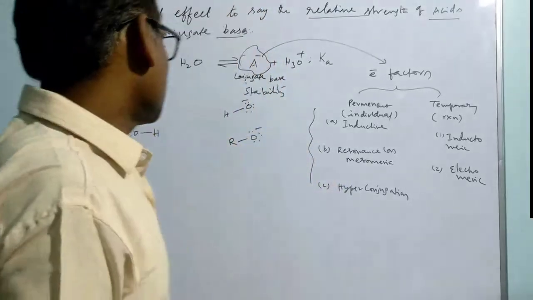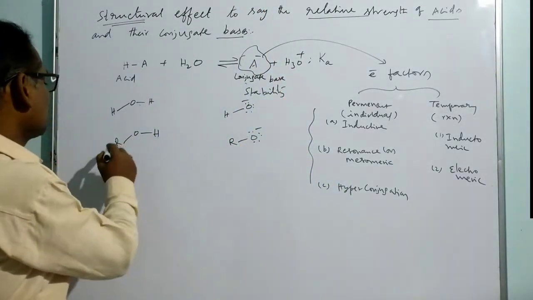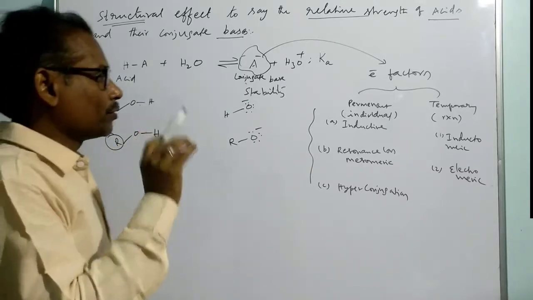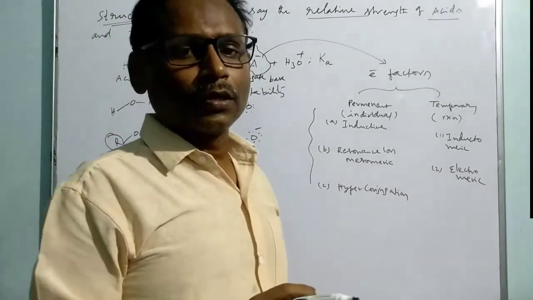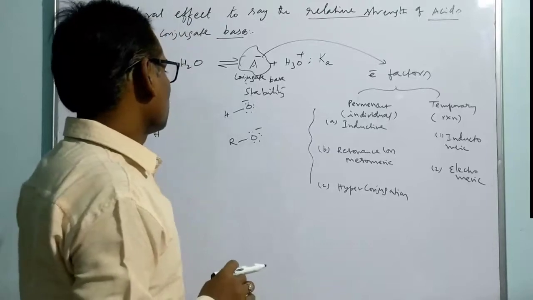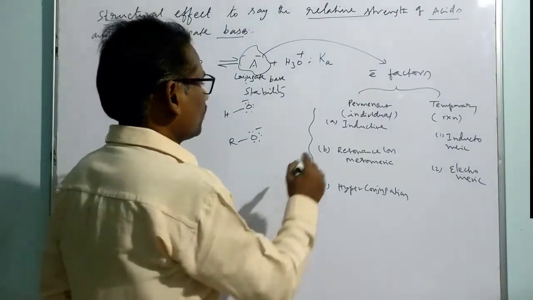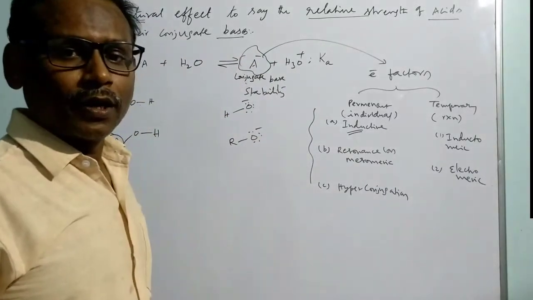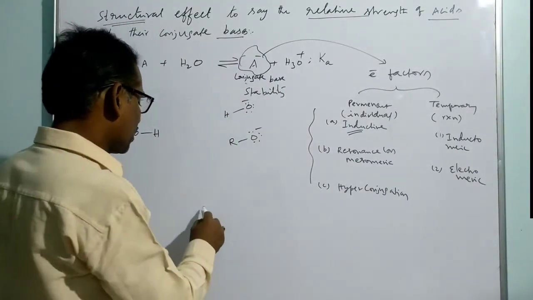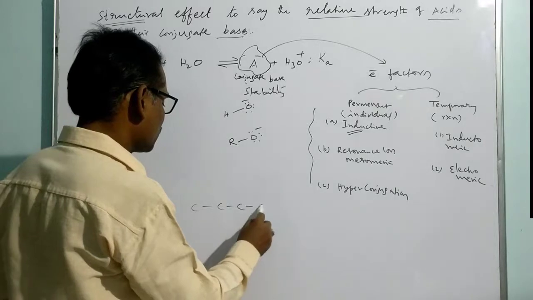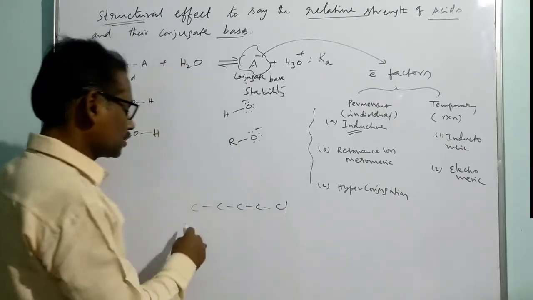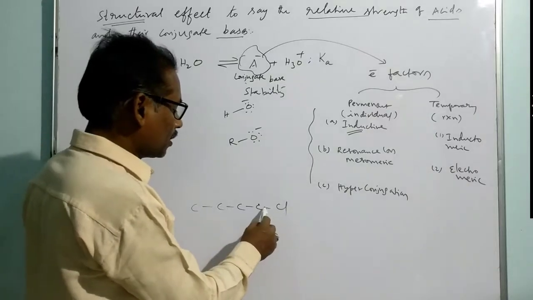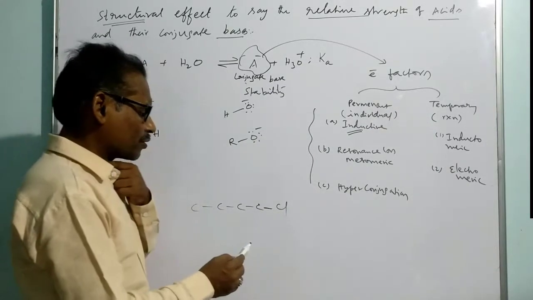Here they want to say that the group R is considered as an electron donating group. First of all, let me try to understand what is meant by inductive effect. Inductive effect is this: if you take one particular molecule like this, these are the carbon atoms ultimately connected to chlorine. Here the chlorine has the highest electronegativity.